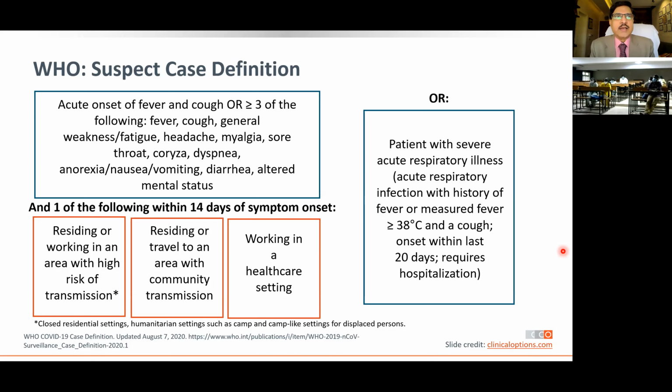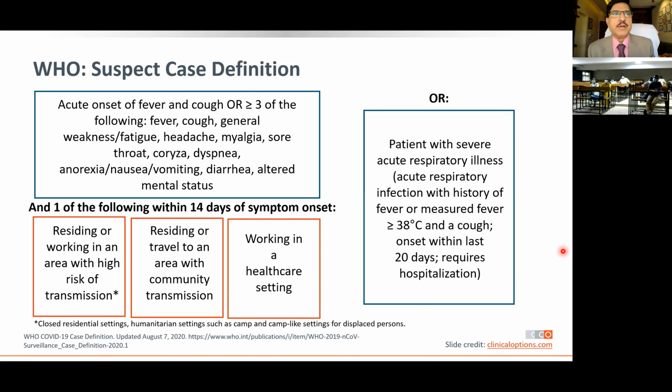One thing that is glaringly missing in this WHO list is anosmia, or loss of sense of smell, and also loss of taste. These are very important features because we do see that almost 95% of the patients who are COVID positive and who have the disease are complaining of anosmia, and some are having ageusia, or loss of taste, also.